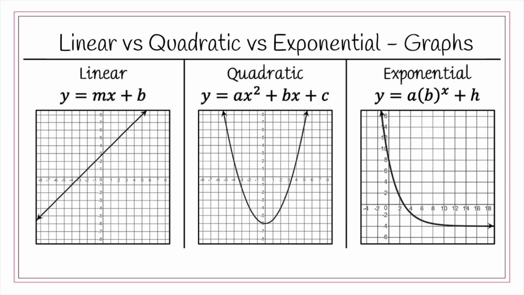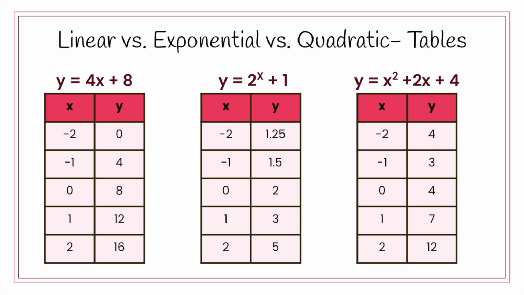Now let's go ahead and take a look at this as tables. So here we've got three tables. We're looking again at linear, exponential, and quadratic tables. So we've got y equals 4x plus 8. We can tell that that's linear because every time we're going up by a constant, and in this case, this constant is plus 4. So each time that we do this, we get plus 4 to our table.